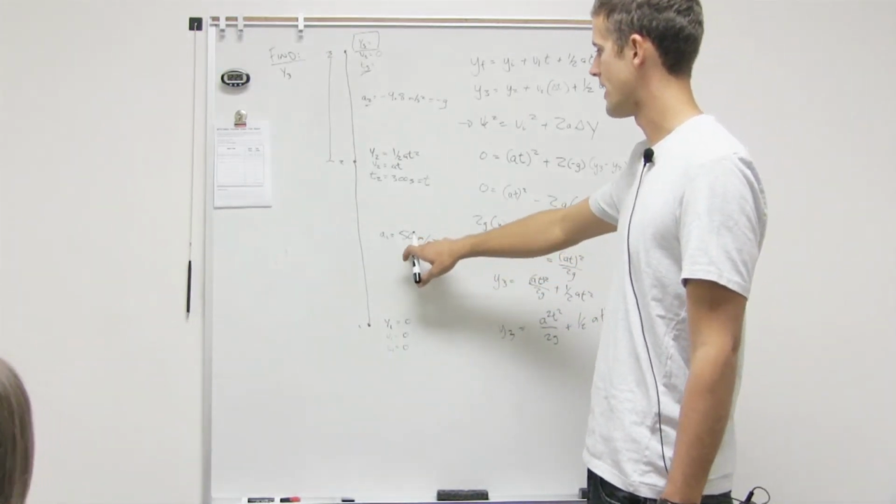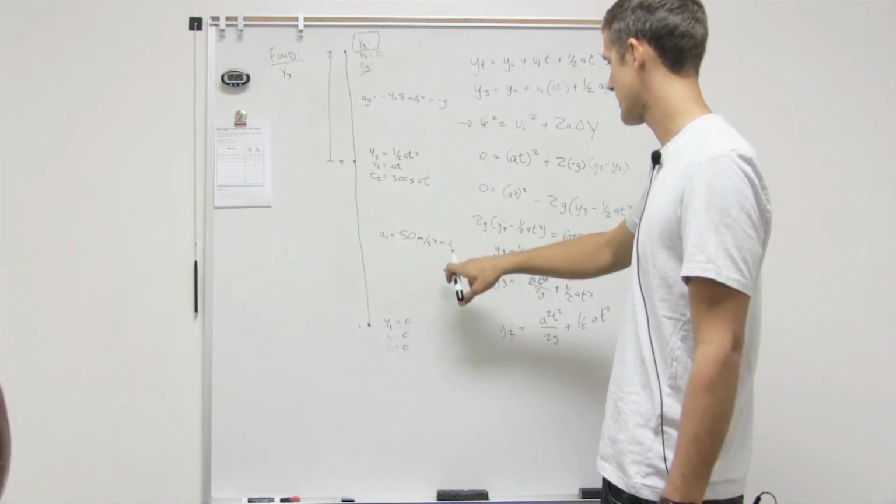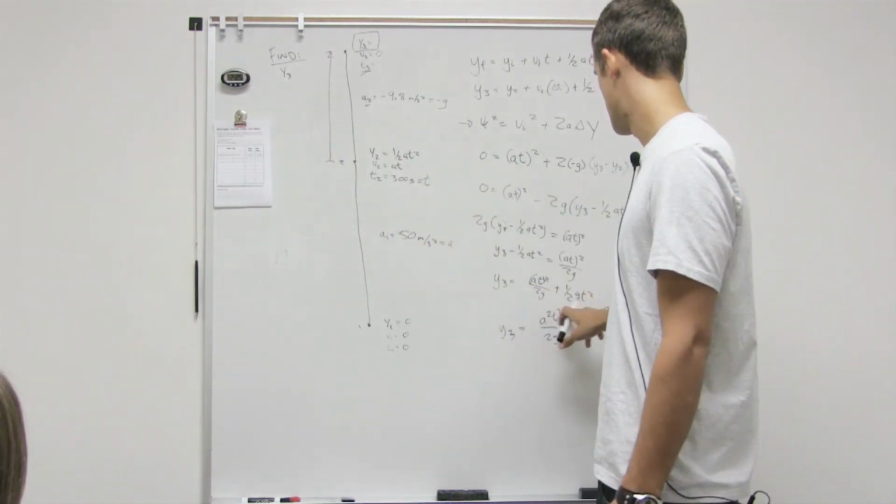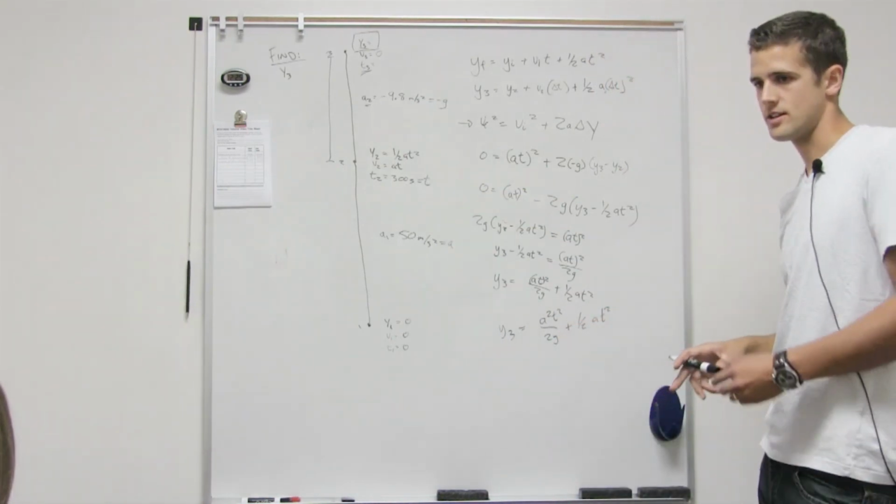So you can actually take this now, because a equals 50 meters per second squared. You could plug that in here and here, and you could say 300 seconds here and here, then divide by 2g, and that'd give you your answer.